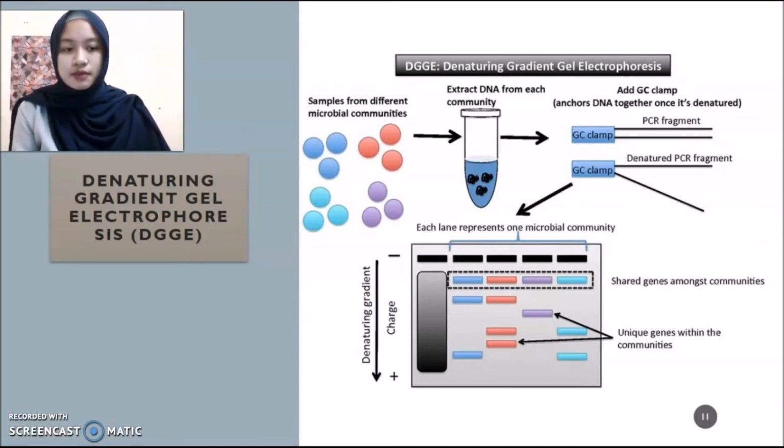DGGE is a method by which fragments of partial 16S rDNA, amplified fragments of identical length but different sequence, can be resolved electrophoretically because of their different melting behavior in a gel system containing a gradient of denaturation.